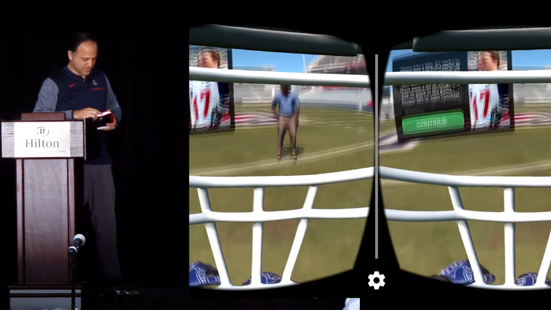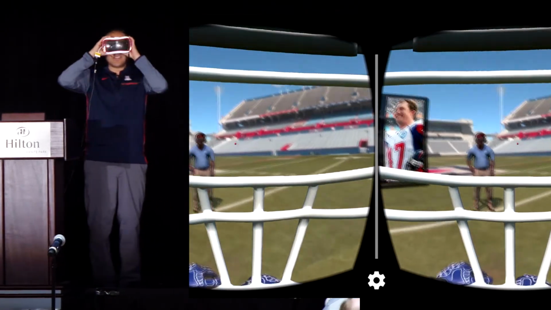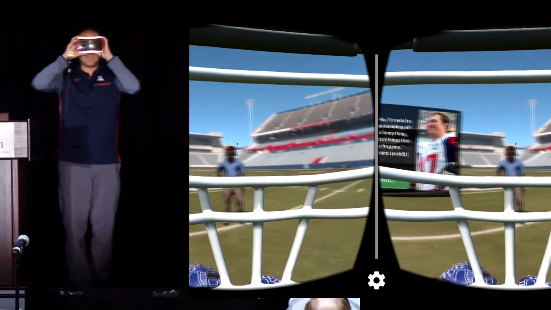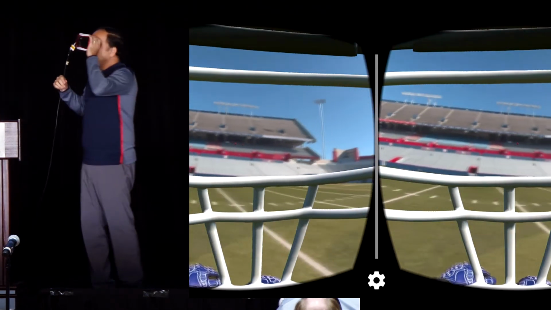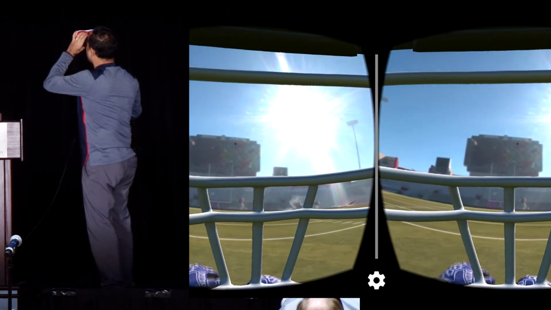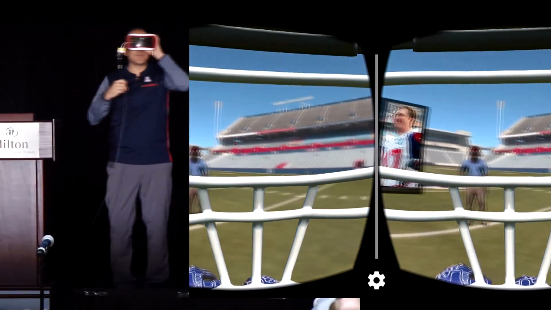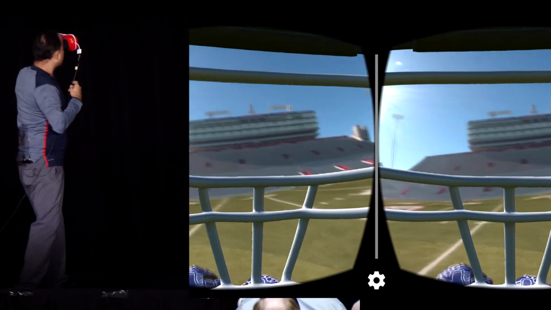Okay, so here we go. Then we are in the VR mode. And let me just give you a sense. So this is the actual football field at the University of Arizona. You see the scoreboard there. Nice 100-degree day in Tucson.